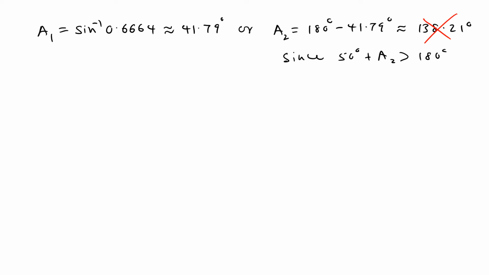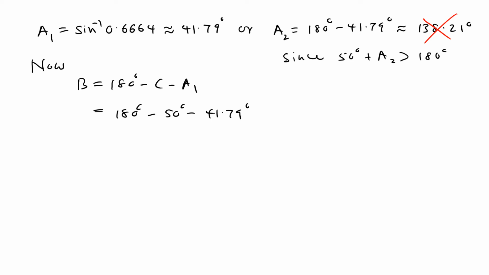Now we can use this angle to find the rest. B is 180 minus those two angles, C and A1, so it is 180 minus 50 minus 41.79. If you simplify, you're going to get 82.21. So we get all the values. Thus we can write the final solution as A equals 2, B equals 3, C equals 2.3.